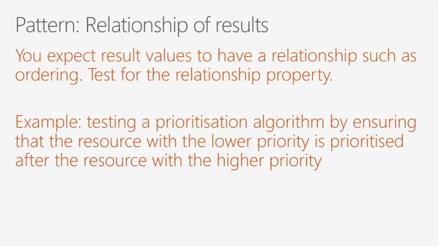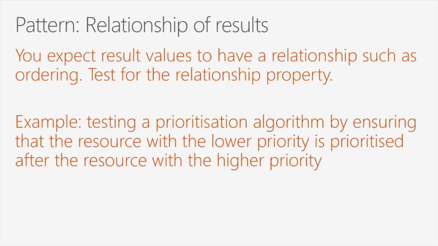Another pattern is to look for relationships between results. Given two inputs, and you can have multiple inputs to an FS check method, I didn't show you that, but you can have multiple inputs. Given two inputs, whatever the relationship was between those inputs, the same relationship or the converse relationship should hold between the outputs.